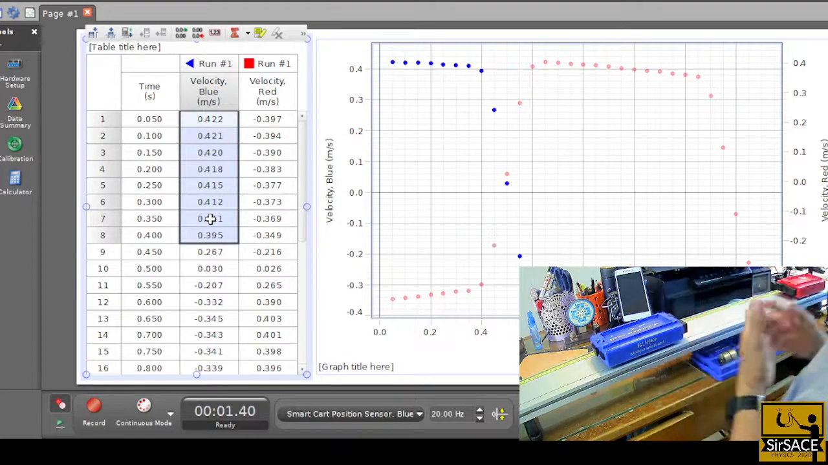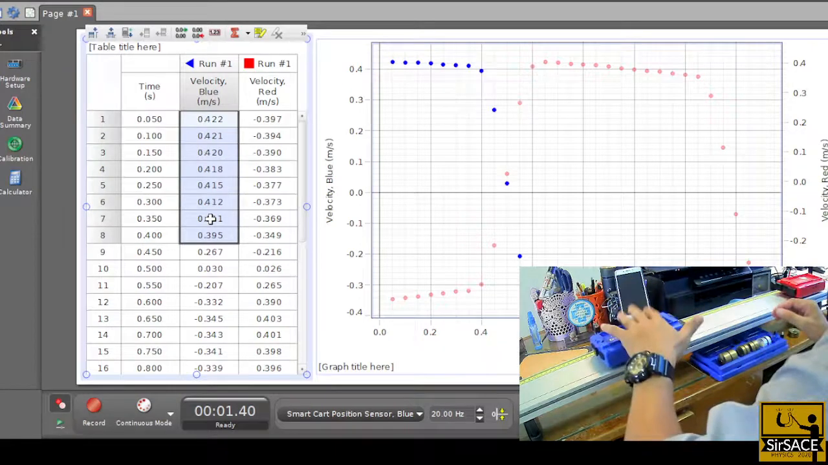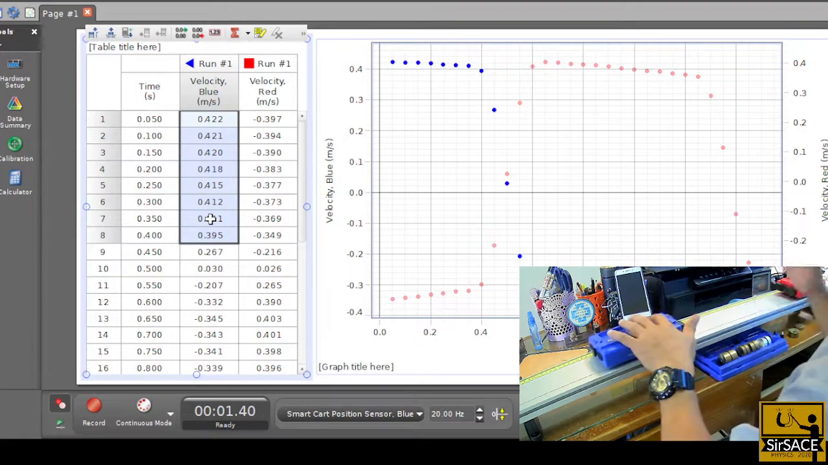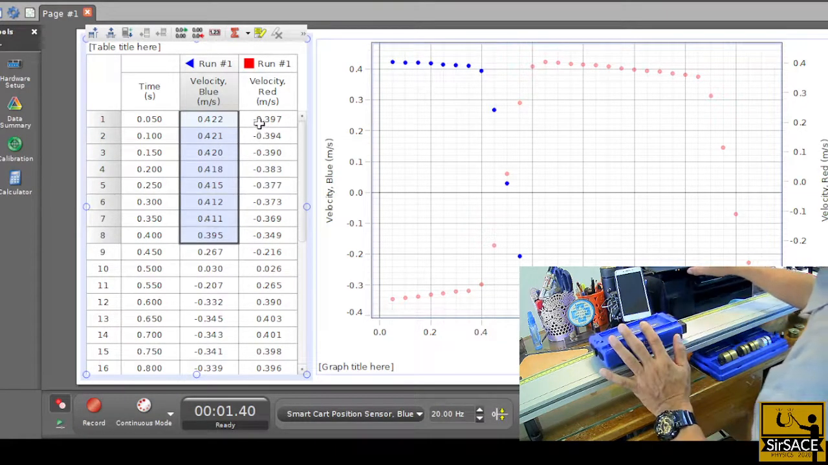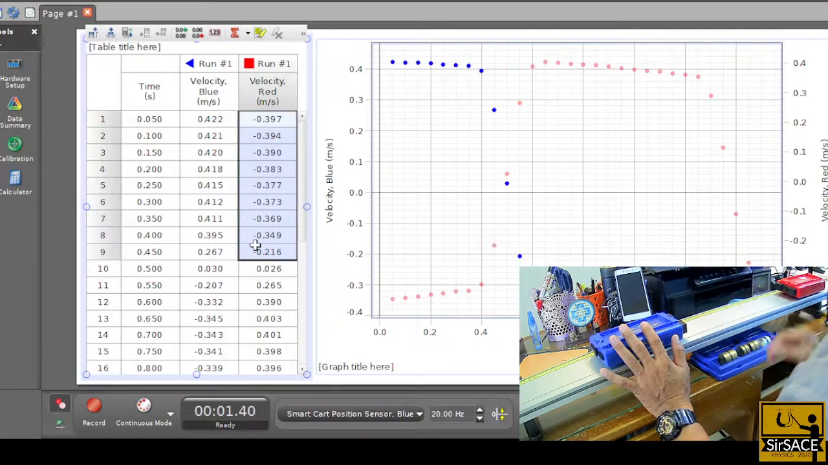That will be the initial velocity of the blue. Okay, the initial velocity of this blue cart, positive. Then in the opposite direction, this will be the initial velocity. So take the average of that, the average velocity of the red cart. It can be found, again, in the graph. It's below. It's negative. So take the average. That is the initial velocity.